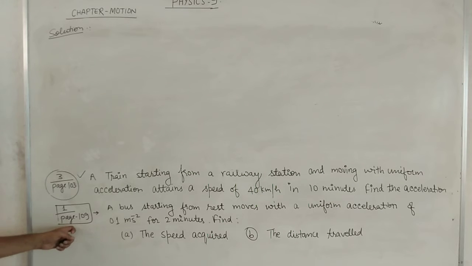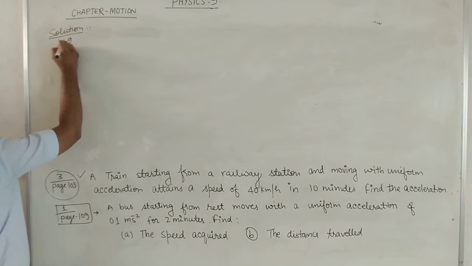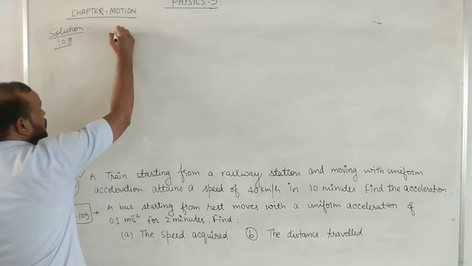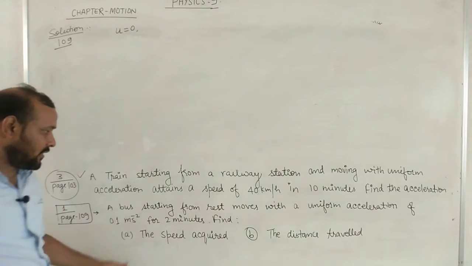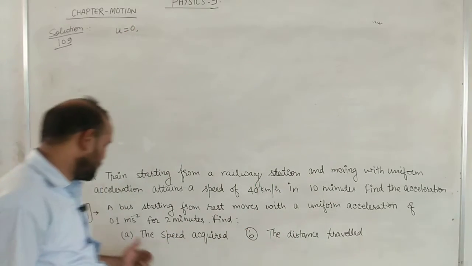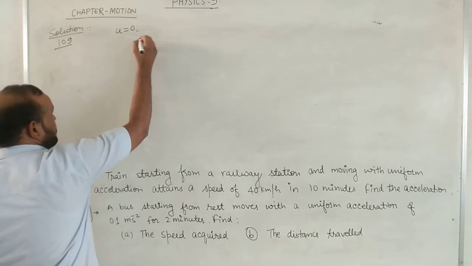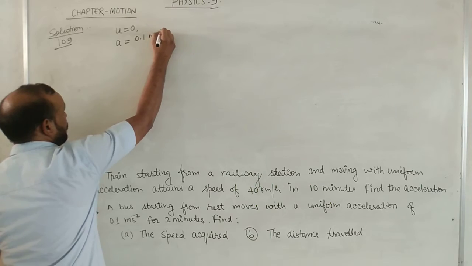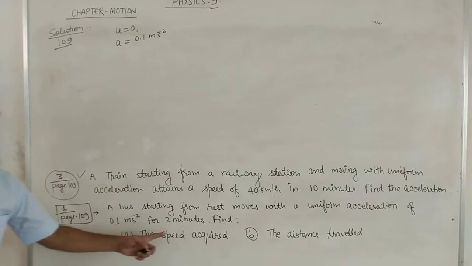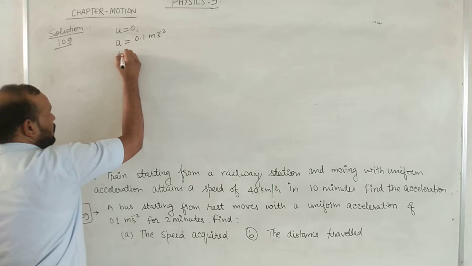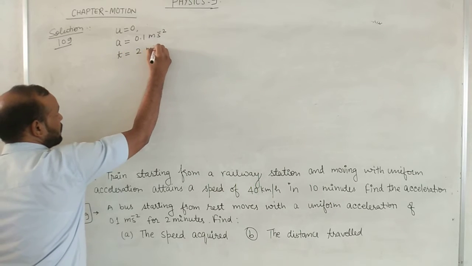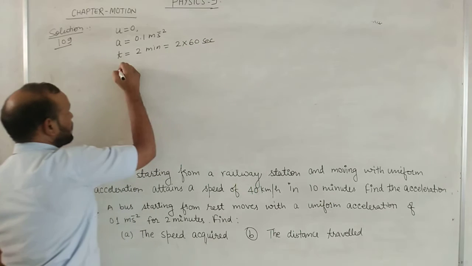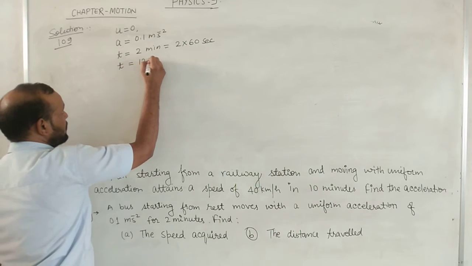This is the first question, page number 109. This is its solution. Now, bus starting from rest means initial velocity u is equal to 0. And moves with uniform acceleration of 0.1 meter per second square, means a is equal to 0.1 meter per second square. This is the uniform acceleration for 2 minutes. Time t is equal to 2 into 60 seconds. Therefore, you can say time t is equal to 120 seconds.